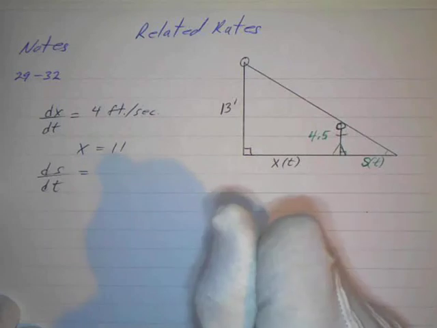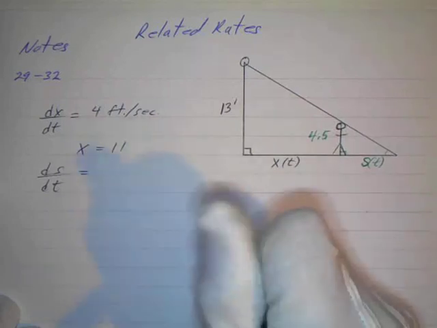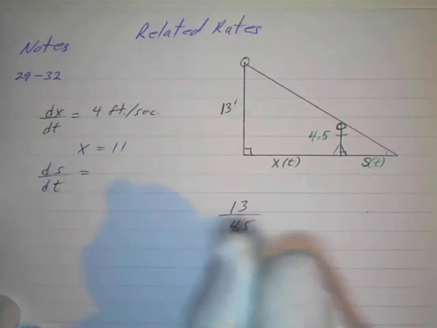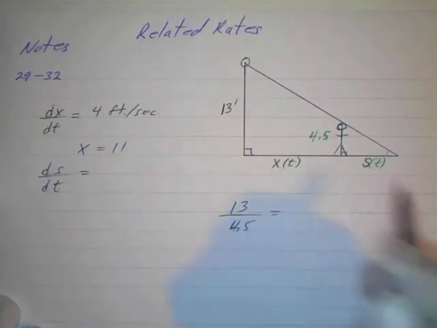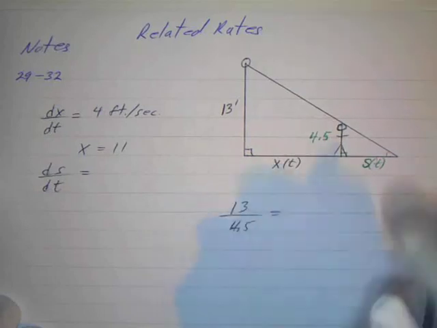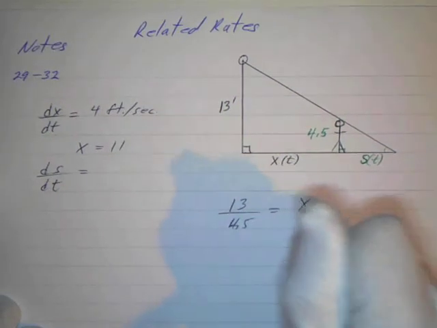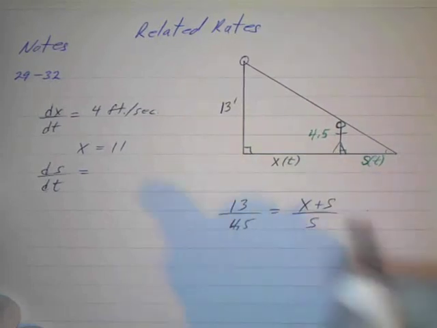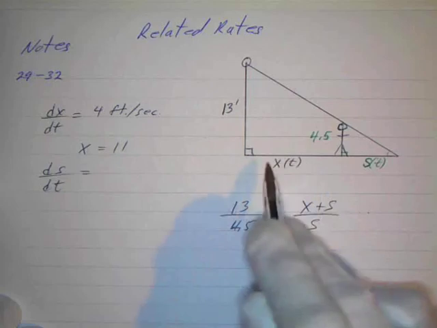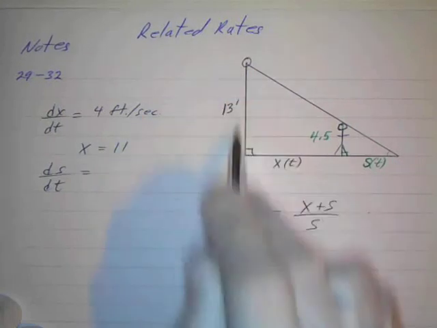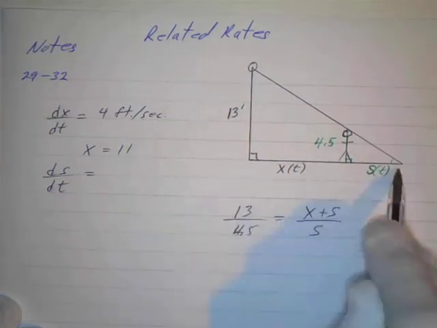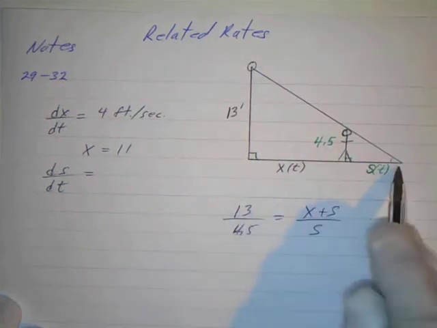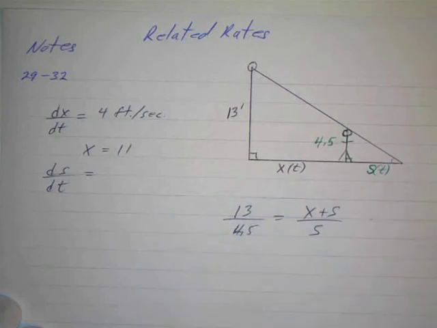And we know that 13, big triangle to small triangle, over 4.5 equals big triangle, which is this whole length, which is x plus s, all over the small triangle, which is s. So 13 is to 4.5 as x plus s is to s. So be careful, that's this whole thing.